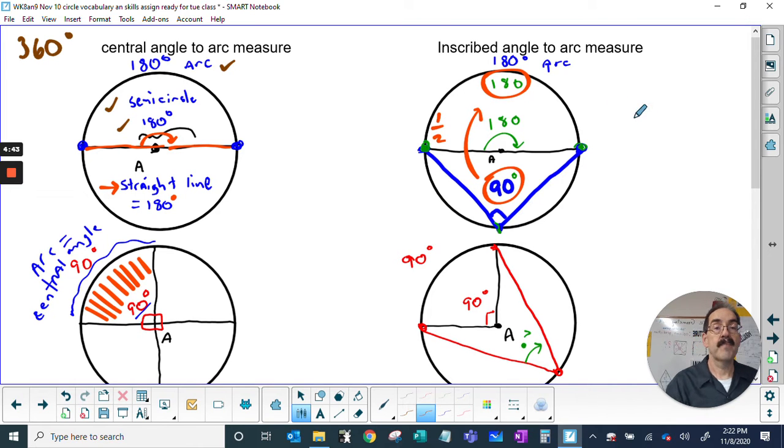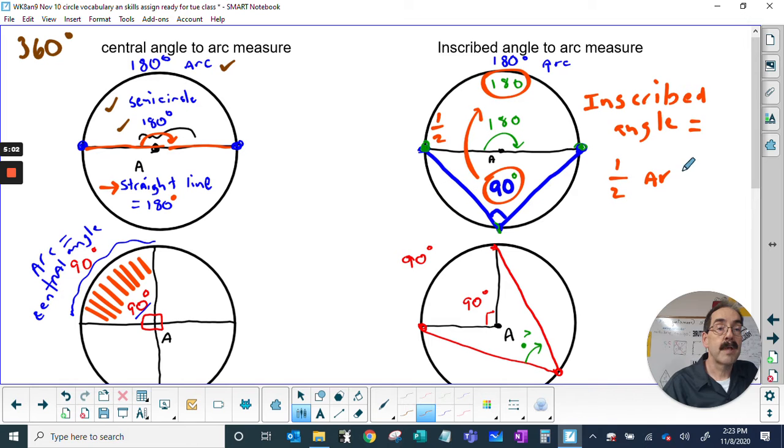So, an inscribed angle is half the arc measure. Well, let's take a look at this next one here.